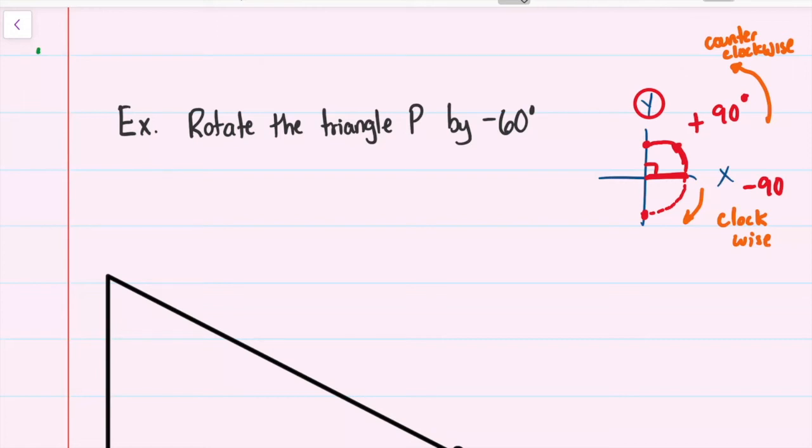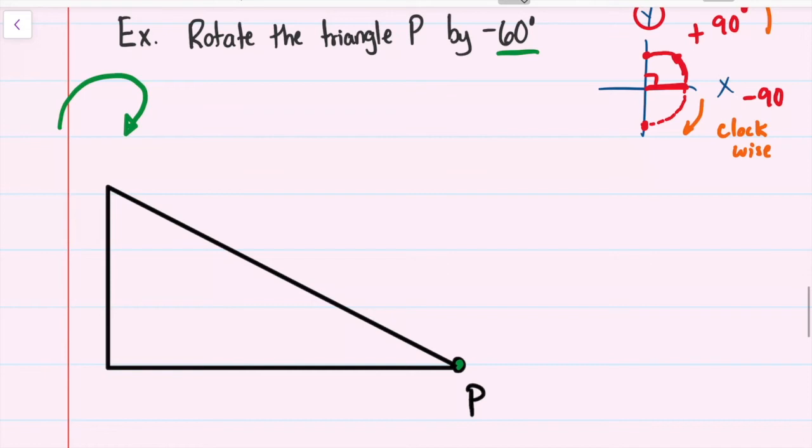Now, looking at this again, I want to go negative 60. So you're going to go like a clock or against the clock? You're going to go the direction of a clock. So we know the clock goes like this, right? So that means we're here. This line is going to move that way, right? That's the hint.